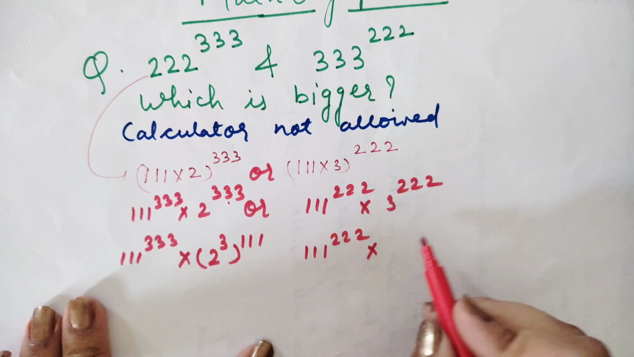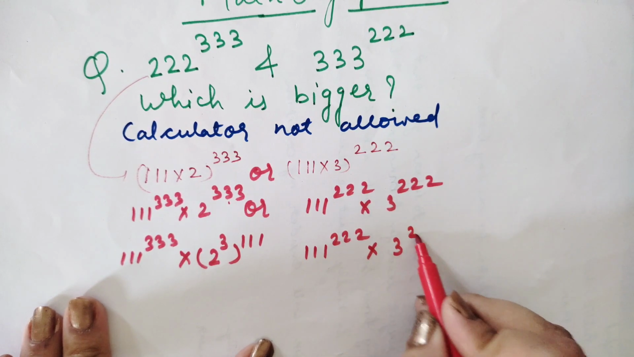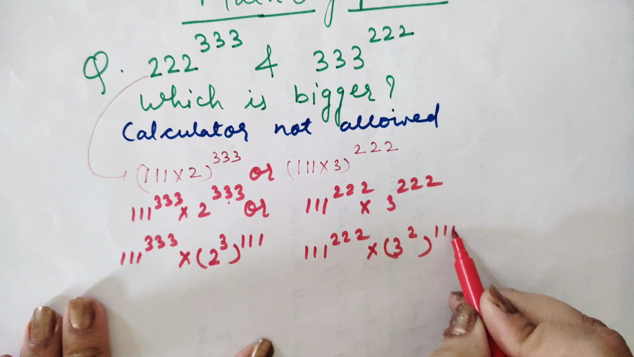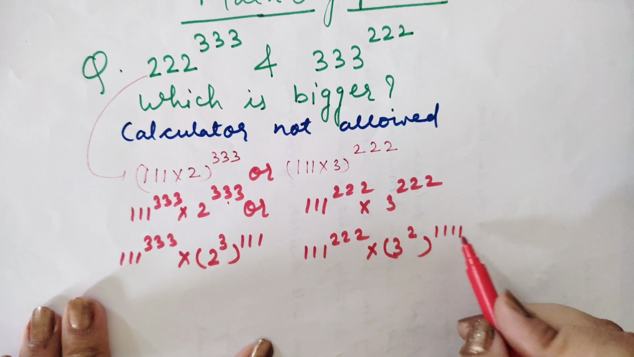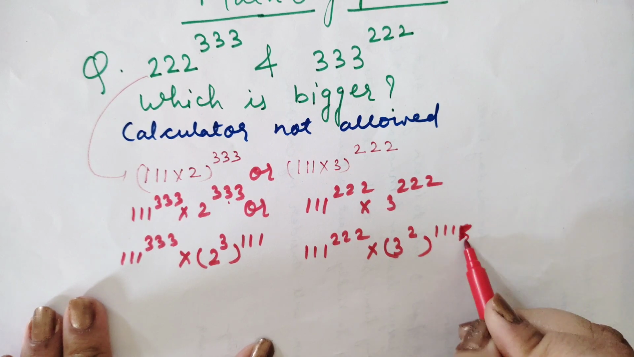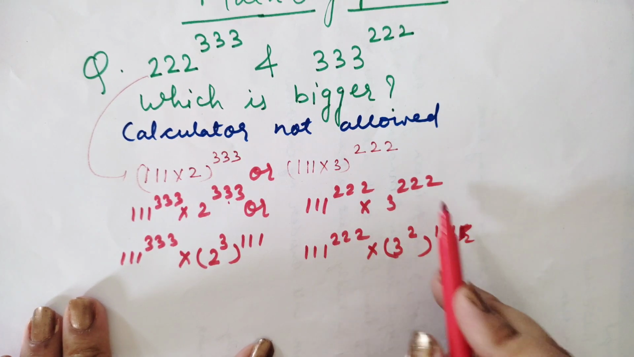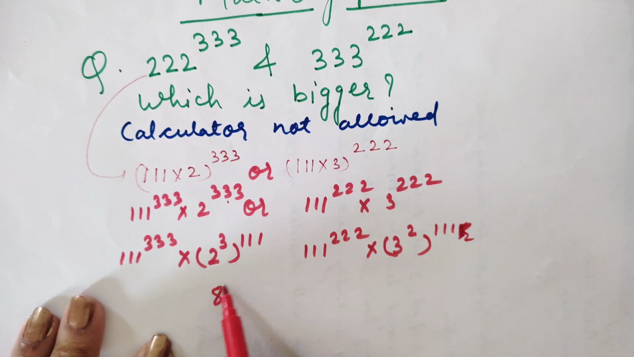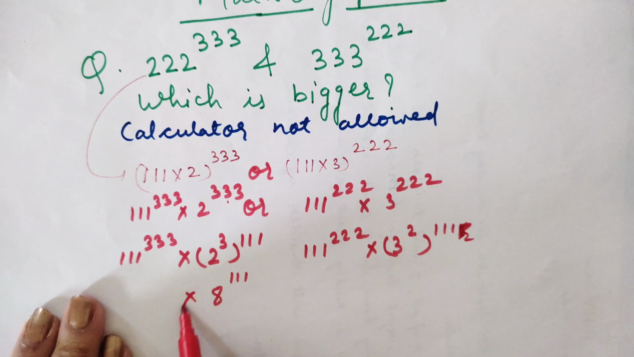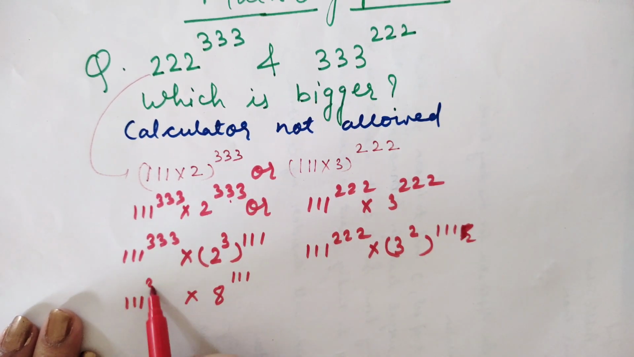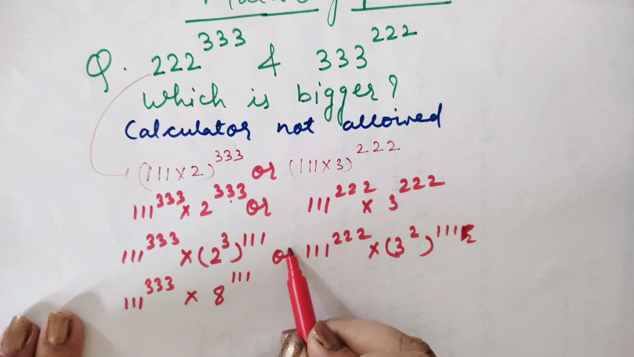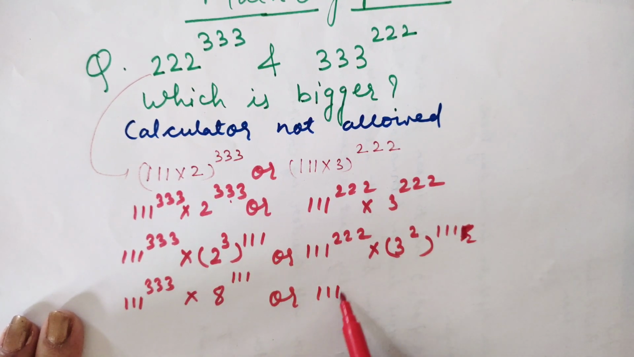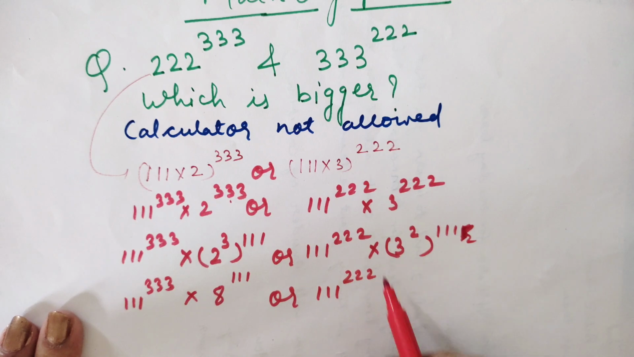Same thing we are doing here also: 3 power 2, whole power 111. If you multiply 2 into 111, you will get again 222. So now you can see 2 cubed is 8, it will become 8 power 111, and this one is as it is. And here 111 power 222 into 3 squared is 9, power 111.